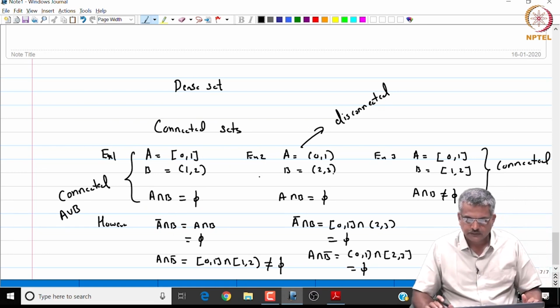We have now more or less dealt with all the notions of sets, right. We have a few more notions remaining, and we will continue it further.